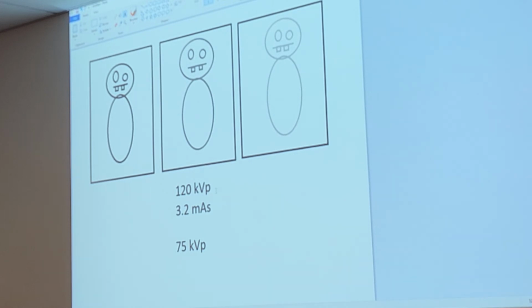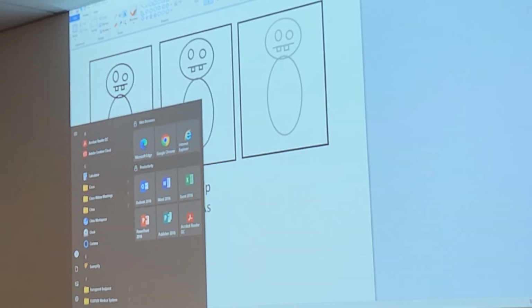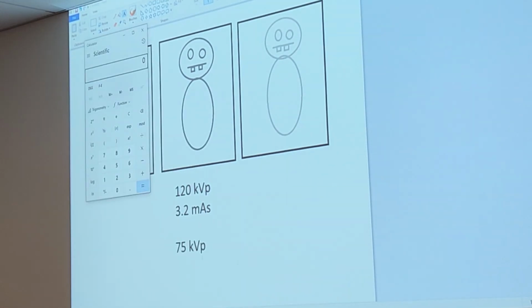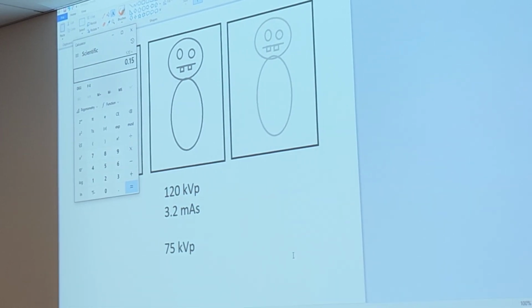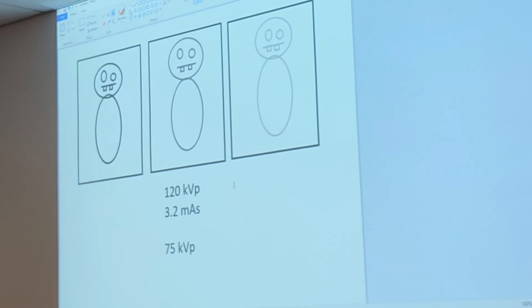So, let's try and go from 120 down to 75. What is 15% of 120? Are you asking? I am asking. No one else wants to do this for me? 18. Very good, it is 18. Okay, so 18, which means my 120 kVp goes down by 18, so I'm now 102 kVp.